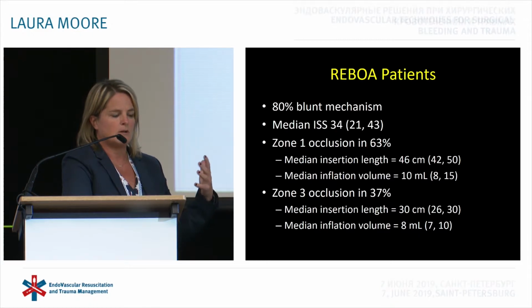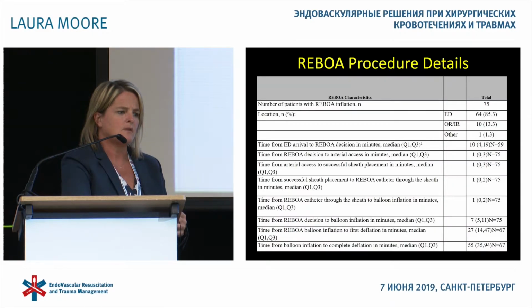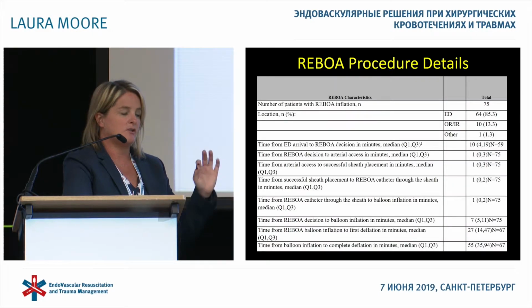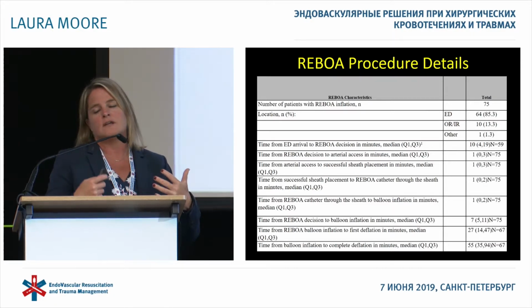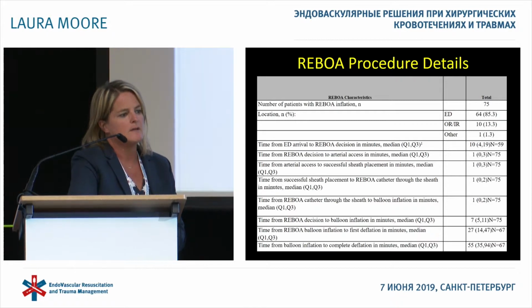Zone 3 occlusion, about a third of the patients had that, and the median insertion length was 30 centimeters, and the inflation volume, again, smaller than what we would see in zone 1, at about 8 mLs. Now, when we look at procedure details, and I know this is small, we had a tremendous amount of information that we got out of this study.